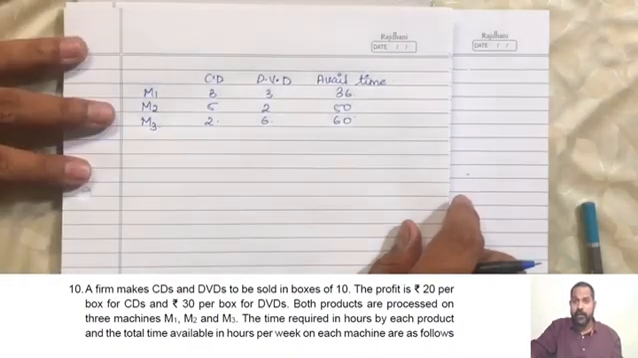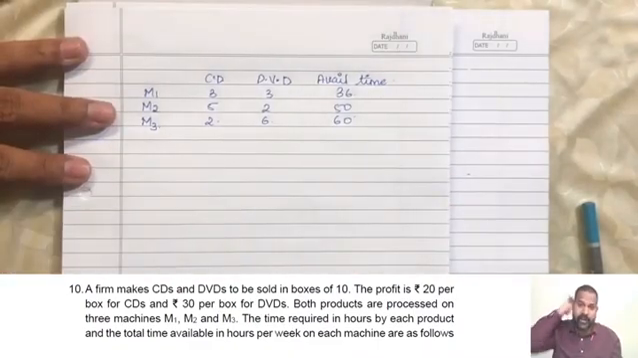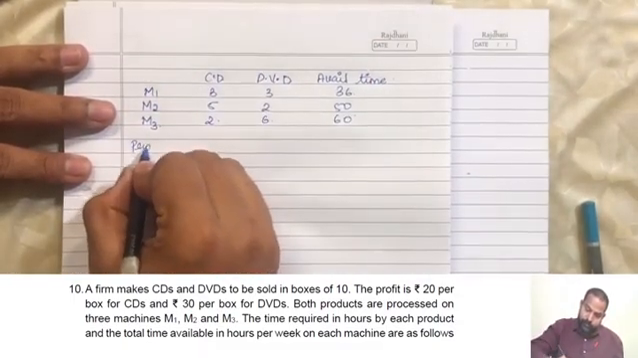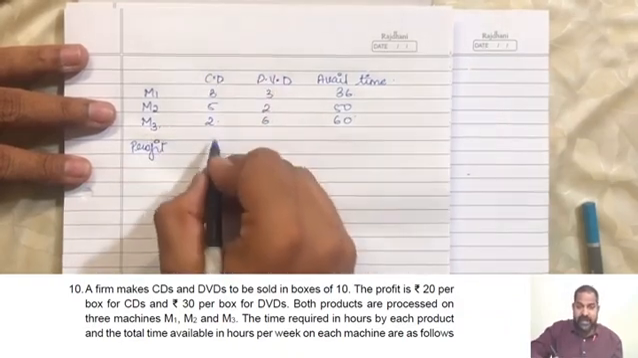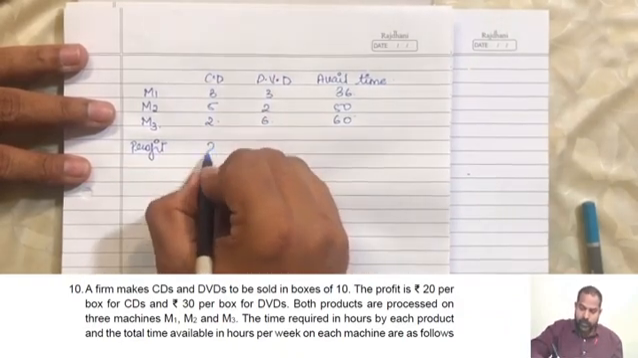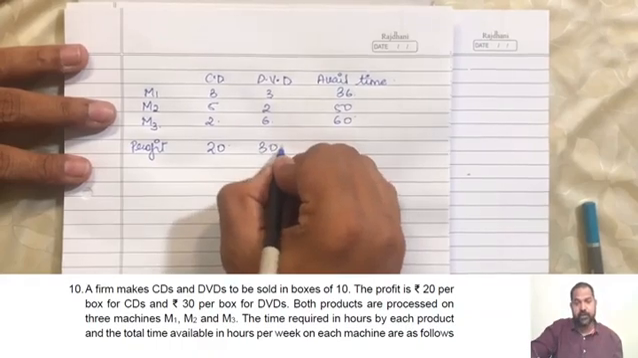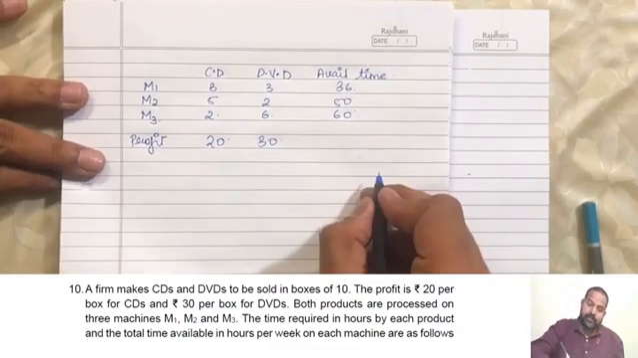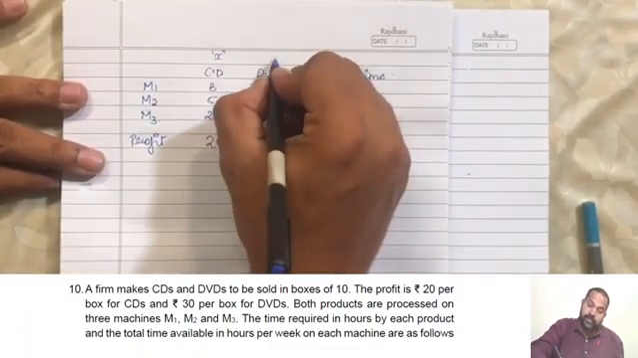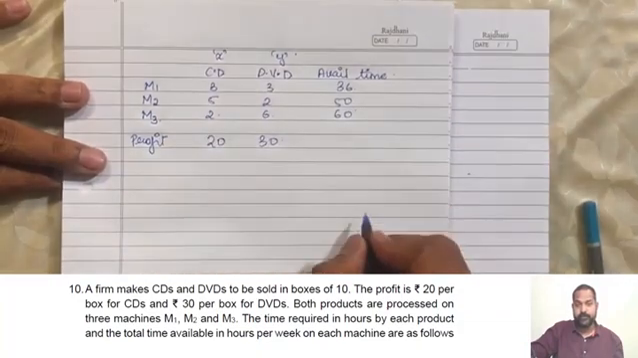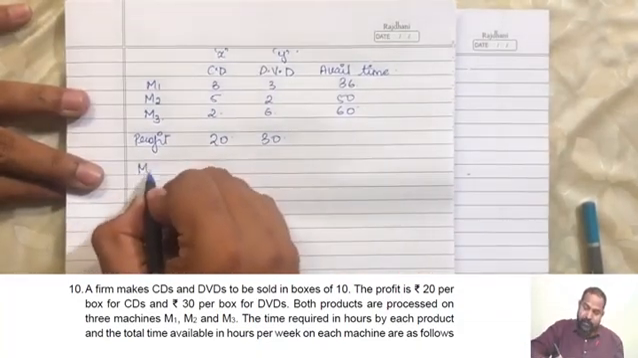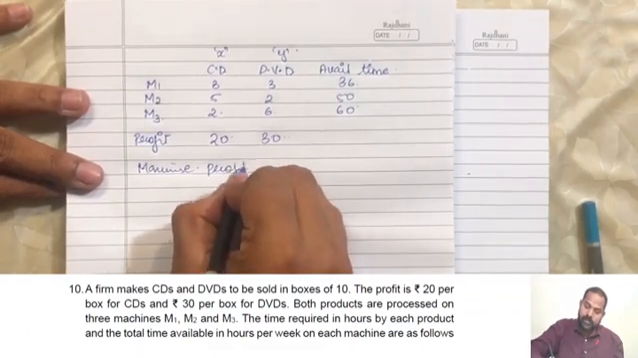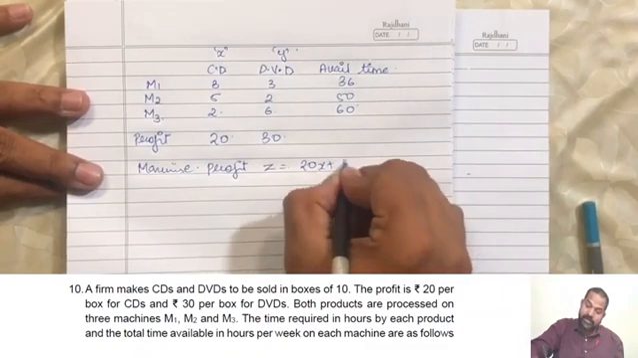So this is the table. The only thing not given to you in the table is the profits, which they have given you verbally. So I will write down profit for the CDs is 20 rupees per box and for the DVDs is 30 rupees per box. Done. Line number 1. Let us produce X units of CD boxes and Y DVD boxes. I will maximize my profit Z, which is 20X plus 30Y.